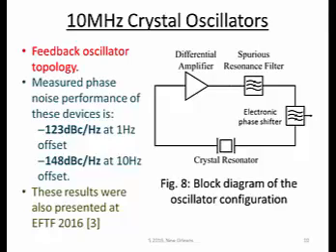The measured phase noise of the oscillators built in this topology was about minus 123 dBc per hertz at 1 hertz and minus 148 dBc per hertz at 10 hertz. And those results were also presented at the European Frequency and Time Forum last month.